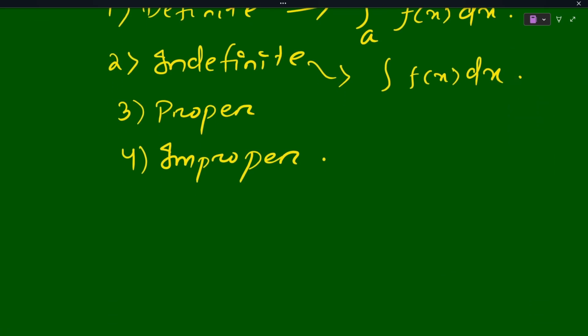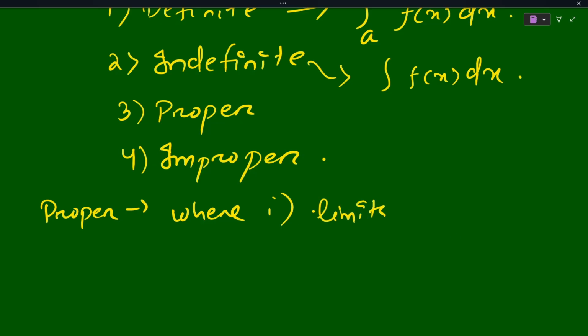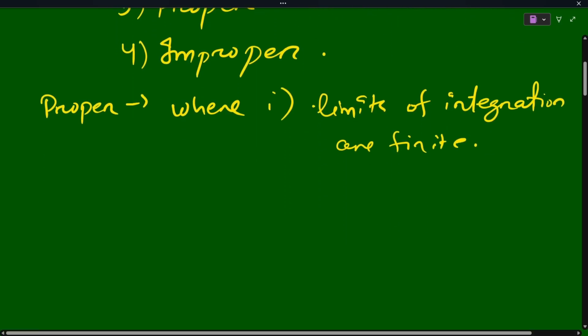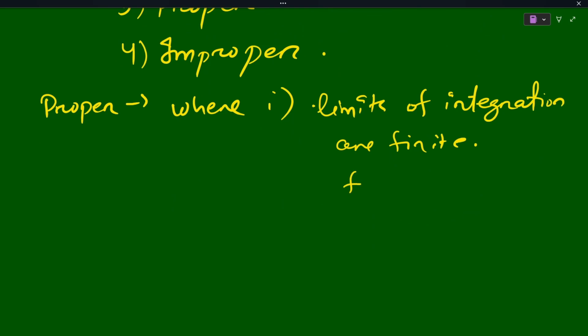First we will see what a proper integral is. It is an integral which may be of two types. One type is if the limits of integration are finite. What does that term finite mean? Finite means any finite value. That means it should not be of the type infinite or minus infinite. So finite means any real number.